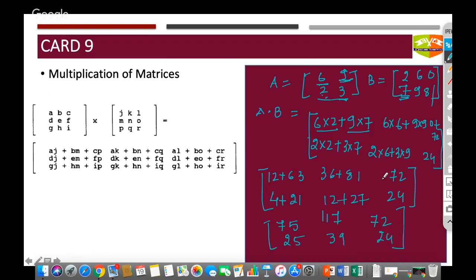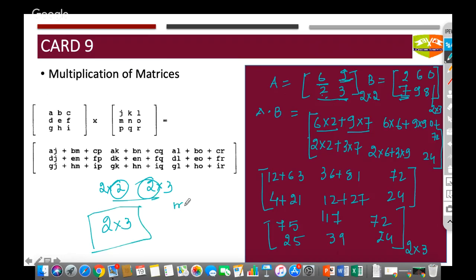Now let me come to the order of the multiplication. The order of the multiplication is 2 into 3. Now what do I have here? Order of A is 2 into 2, order of B is 2 into 3. Now I told you in the beginning itself that if you multiply 2 into 2 and 2 into 3, the column here and the row here vanish, and what you get as a result is 2 into 3. So if M into N is multiplied by N into P, this N vanishes and the order of the multiplication matrix would be M into P.